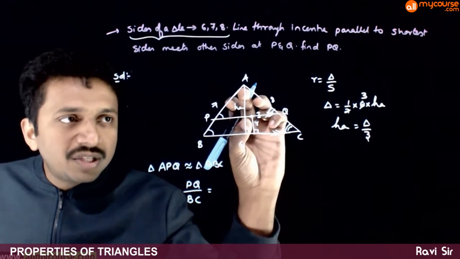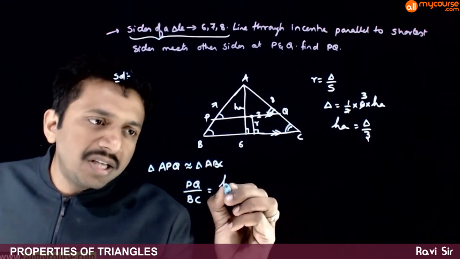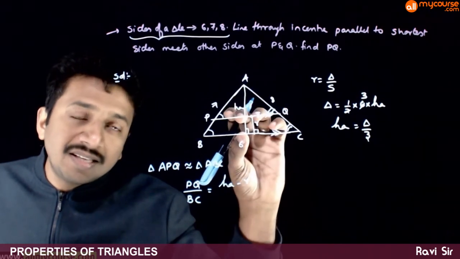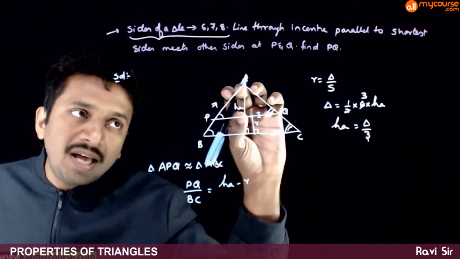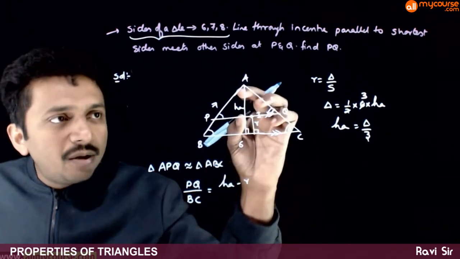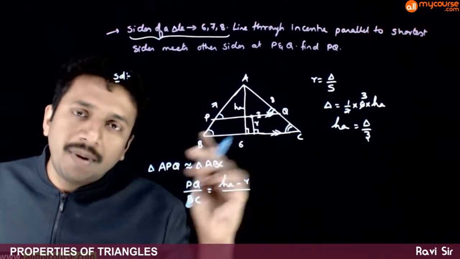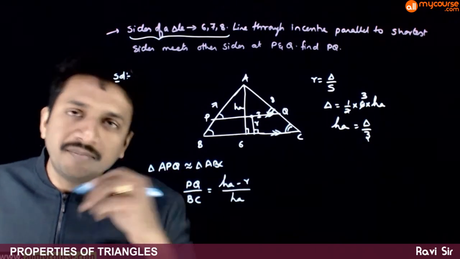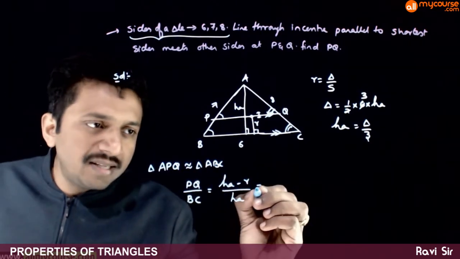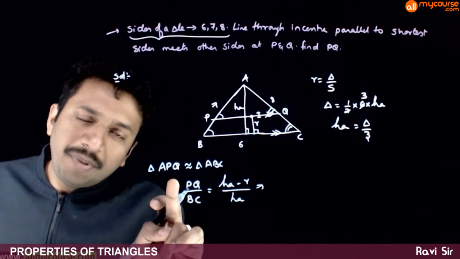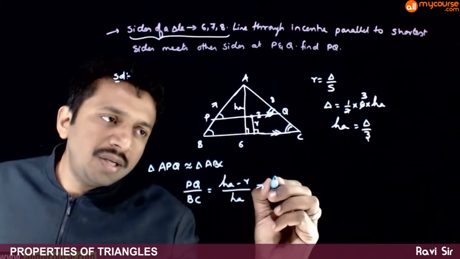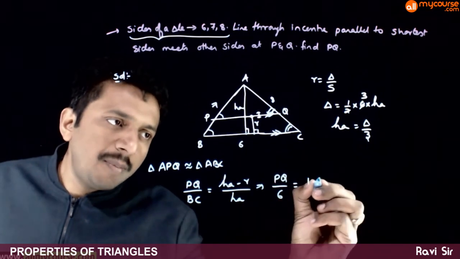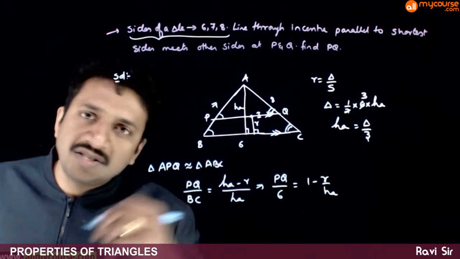So what is the height of this small triangle? HA minus R. The total height is HA. This length is R. So HA minus R is the height of the small triangle, divided by the height of the total triangle, HA. And this implies PQ by BC, where PQ is unknown here and BC is 6, is equal to 1 minus R by HA.